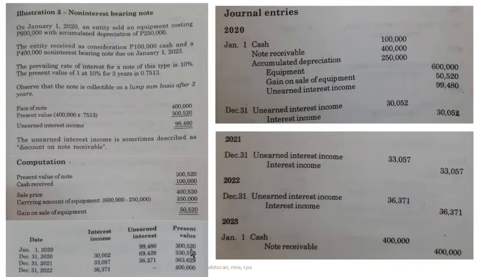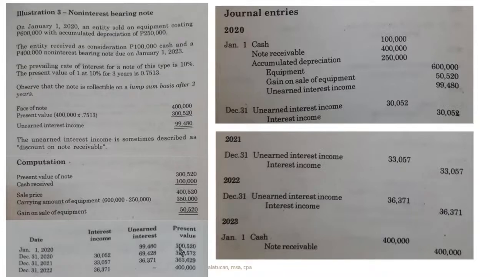Wala man tayo alam nga payment, so magsige siya accumulate until mahimong 400,000. So again, pag lump sum, ang goal is to reach the present value. Again, if that is lump sum. So that's why your interest income here would be added every year to the present value until it reaches 400,000.